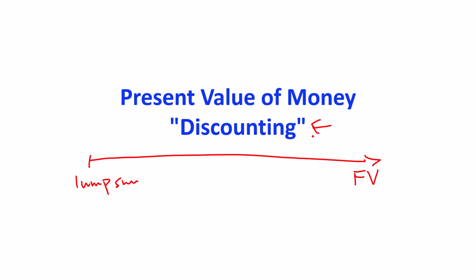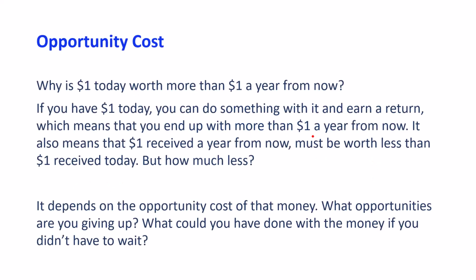So what we do here is we're going to rearrange the formula that we have. But before that, let's think about the logic. Why is $1 today worth more than $1 a year from now? So let's look at the logic first. We need to think about interest rates as opportunity cost. Why is $1 today worth more than $1 a year from now?